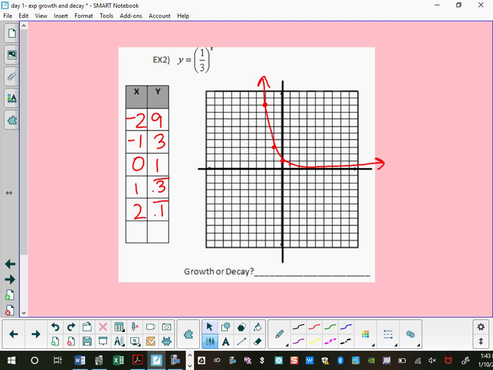Notice how I'm getting really, really close to that asymptote, but I'm not touching it. So here's my asymptote. My graph's a little off when I start to curve it, but if we go from left to right, am I going away or towards my asymptote? Am I going away from it or towards it? You're going towards it. So would it be growth or decay? Decay.